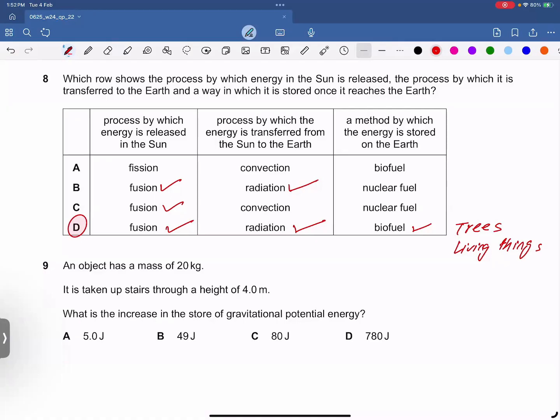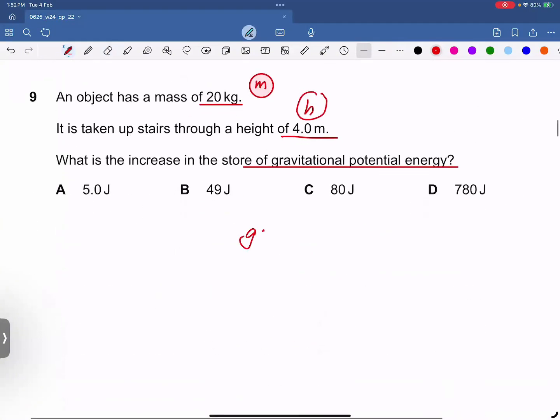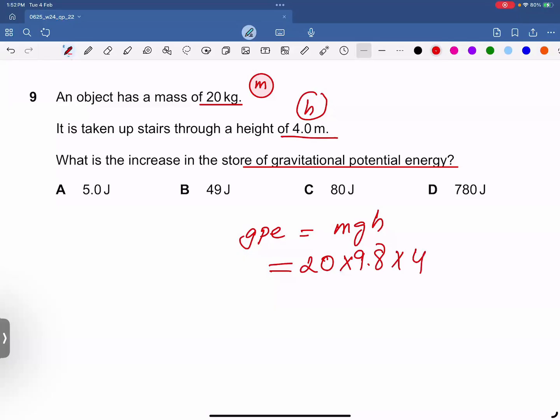After that, we proceed to question number 9. An object has a mass of 20 kilograms and is taken to a height of 4 meters. Increase in gravitational potential energy, easy. The GPE formula is mgh. Mass 20, g you take 9.8, height is 4. After calculating, it comes to 784, which rounds to two significant figures as option D, my dear students. Okay. Next question, we proceed to question number 10.